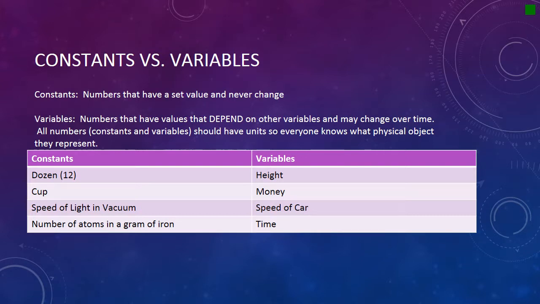If we look at this table below, we can take a look at some of these constants. So a dozen is always 12 no matter what. A cup is a set volume. But things that might change is the height of a person. That can go up and down over time, usually up for a while and then down towards the end. The amount of money you have in your pocket, that can rise and fall. The speed of the car, the time it takes to do something can also vary.